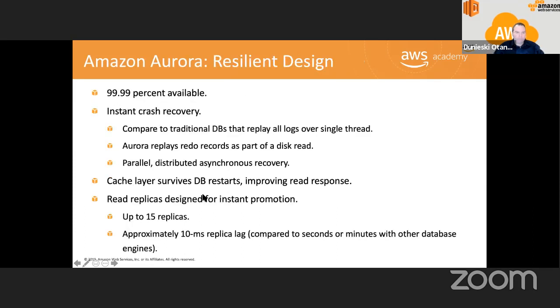It has 99.99% availability. So as you can see, S3 is more durable and more available than Aurora. But S3 is not a database. So it has instance crash recovery. It's self-healing. It recovers real quick. If you compare it with traditional databases that replay all logs over a single thread, this one can do it over multiple threads, right?